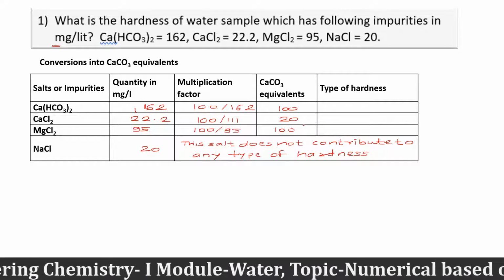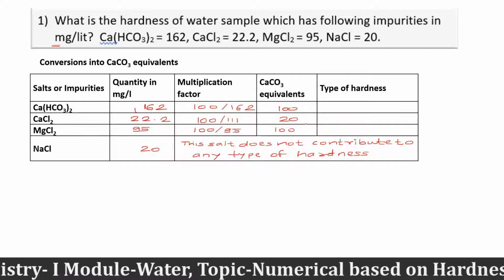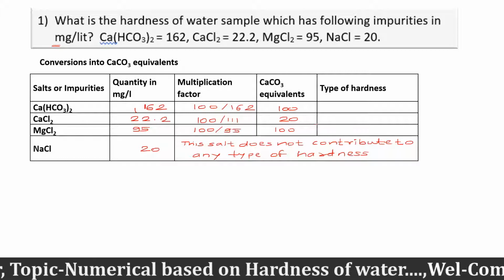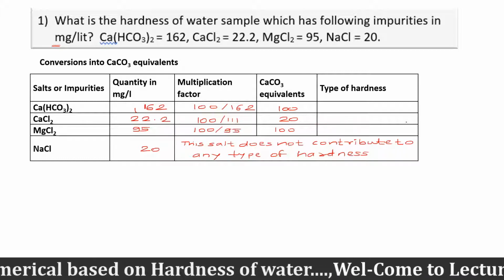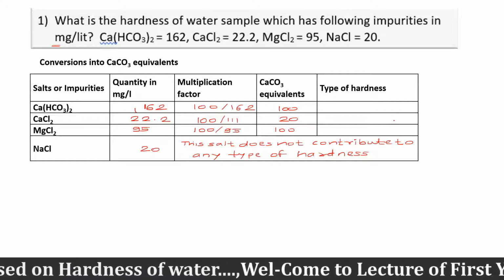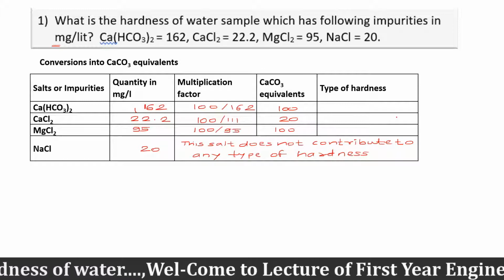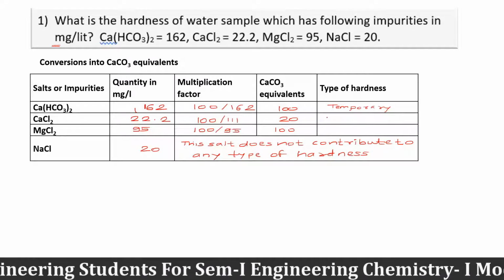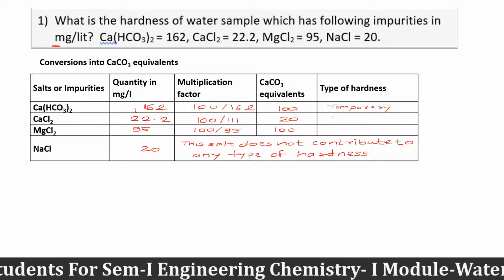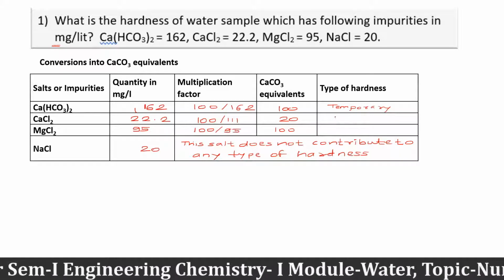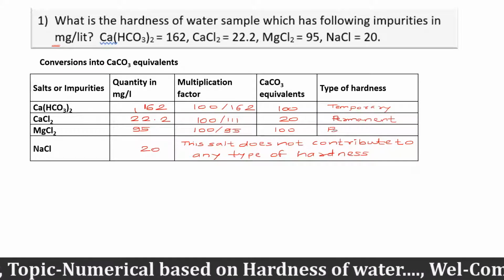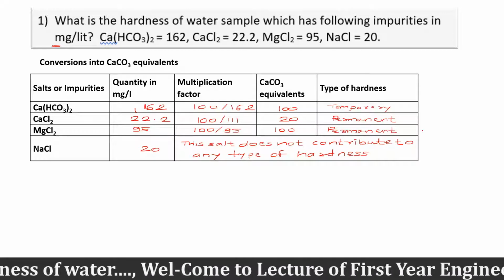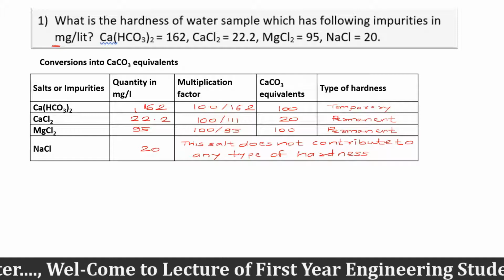Then most important point, type of hardness, that is identification of the hardness causing factor, whether temporary or permanent. So calcium bicarbonate gets easily removed from a water sample. So mention directly, it is a temporary hardness. Then calcium chloride, it is permanent. And next, magnesium chloride, it is also a permanent hardness causing factor. So this is the conversion table.